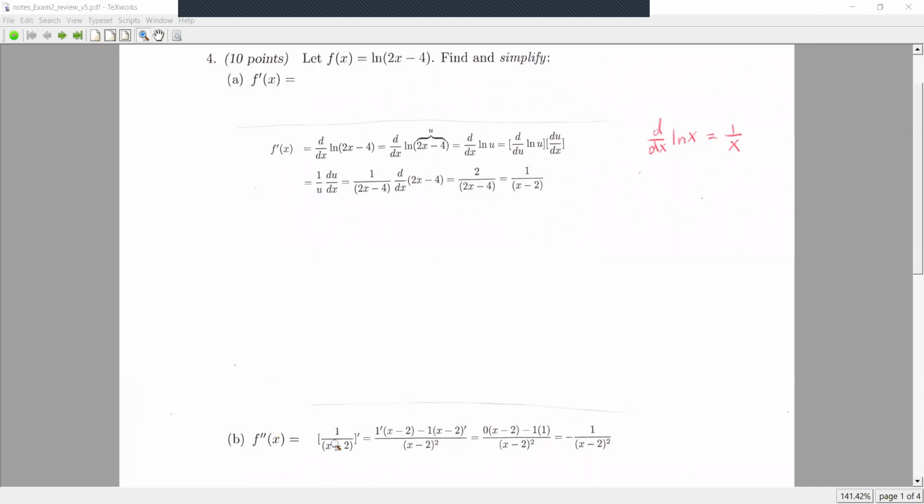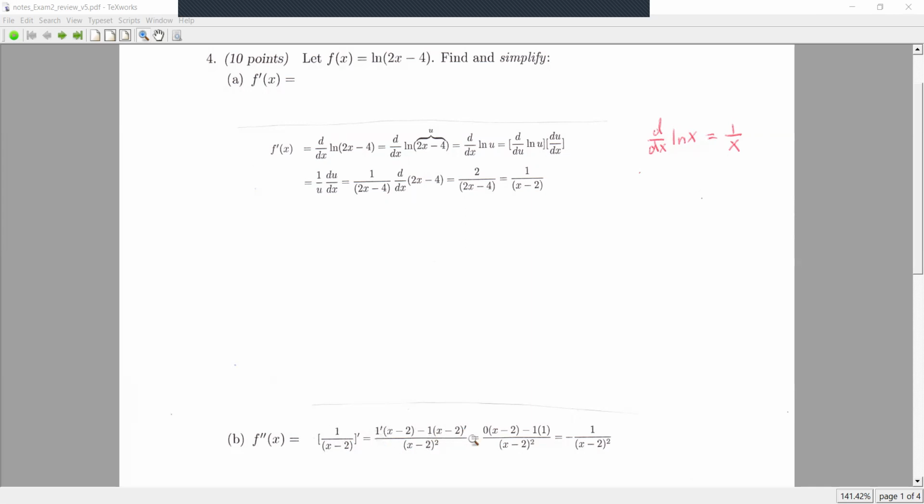Because 1 over x minus 2 is a quotient, we apply the quotient rule to compute this derivative. By the quotient rule, this derivative is equal to derivative on the top times the bottom minus the top times the derivative on the bottom, then divided by the bottom square.